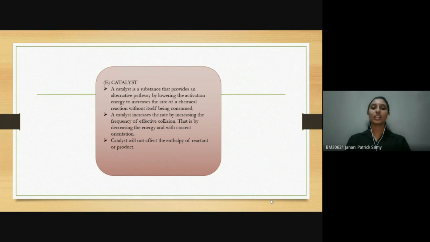So, without the catalyst, the reaction will be slow, but with the presence of a catalyst, for example, manganese oxide, which is one type of catalyst, it will make the reaction faster.